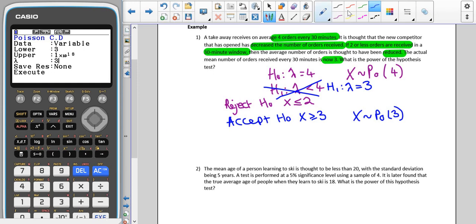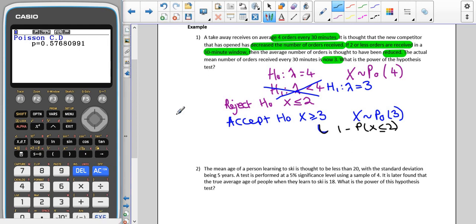Remember, if you have the old version of the calculator, you are going to have to change this to be 1 minus the probability of x being less than or equal to 2. 2 will go in for your x and 3 will go in for your mu. So once you have that, we know that beta, our probability of making a type 2 error, is 0.5768091. And as always, because we are doing a further calculation for this, I have written down everything that came up in my calculator.